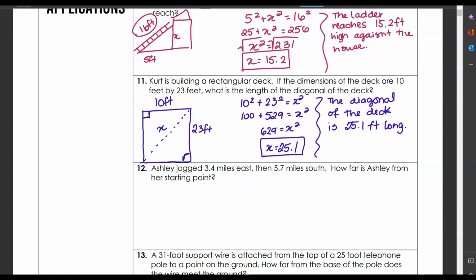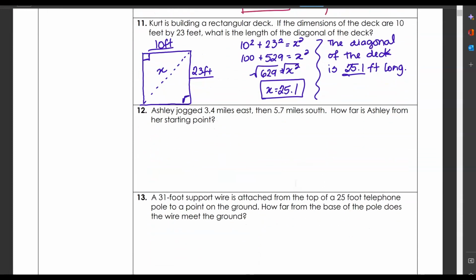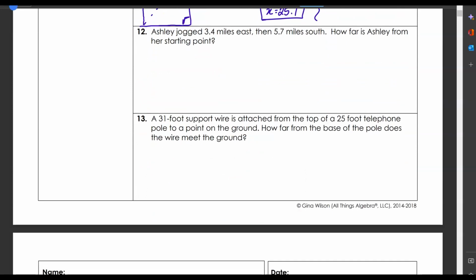All right, so for this one, we saw that Kurt was building a rectangular deck. If the dimensions of the deck are 10 feet by 23 feet, what is the length of the diagonal? Your picture should look something like this. We have a rectangle, 23 feet, 10 feet, and then we have the diagonal, which we are looking for. This is really straightforward. 10 squared plus 23 squared equals x squared. We find that our value is 25.1 once we do our calculations here. And so therefore the diagonal of the deck is 25.1 feet long. All right, so hopefully this is coming together. We will do some practice in class as well.